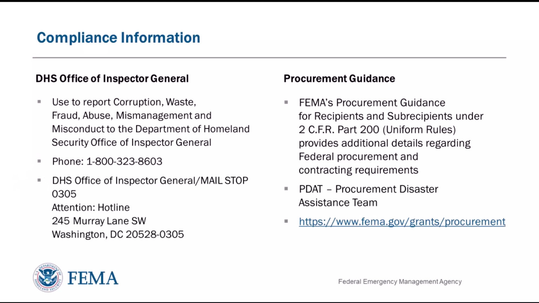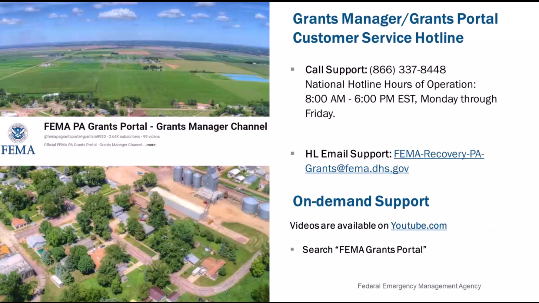Procurement requirements are among the most complicated parts of the PA grant process, and noncompliance can result in deobligation of funding. Please make sure that you are following FEMA's procurement guidance for recipients and subrecipients. Federal requirements for procurement and contracting are described in 2 CFR Part 200. The Procurement Disaster Assistance Team, or PDAT, offers some training and tools on their website at www.fema.gov/grants/procurement.